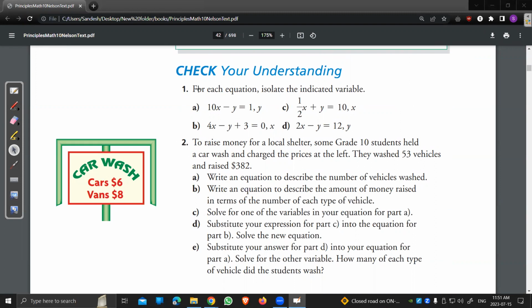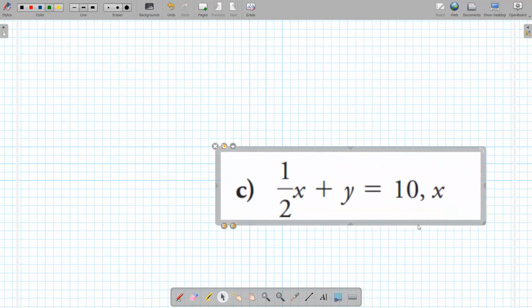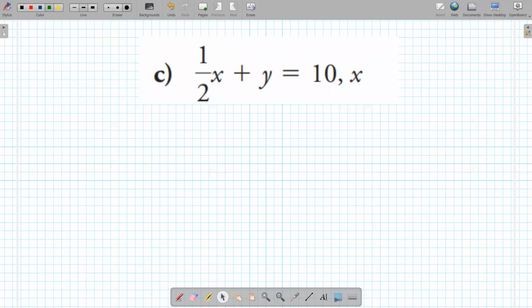Here, let's do this. It says isolate for the indicated variable, okay? This is the equation they've given us. They want us to isolate for x, which means we're going to have x on this side. Everything else is going to be on the other side. How do we isolate for x in this question? Subtract. Yeah, we can start by subtracting y.